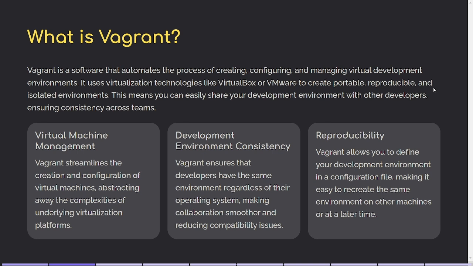Reproducibility. Vagrant allows you to define your development environment in a configuration file, making it easy to recreate the same environment on another machine or at a later time.